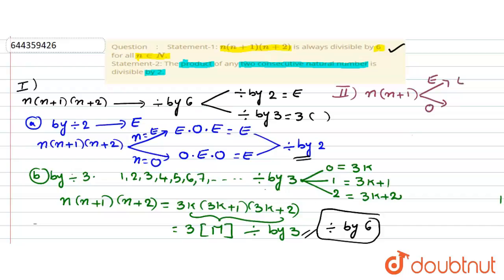If n is even, n plus 1 is odd. If n is odd, n plus 1 is even. So even into odd or odd into even, we will always get even only. Always the product will be even only. So if you consider the product n into n plus 1, we are getting only an even number as the answer. Every even number is divisible by 2, so n into n plus 1 is also divisible by 2. So the second statement is also true.